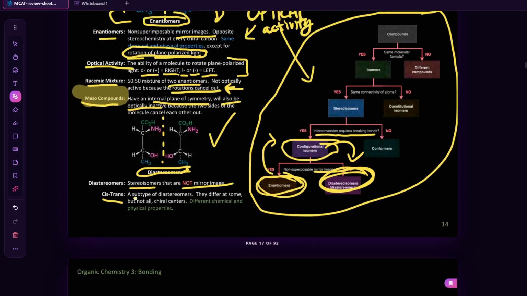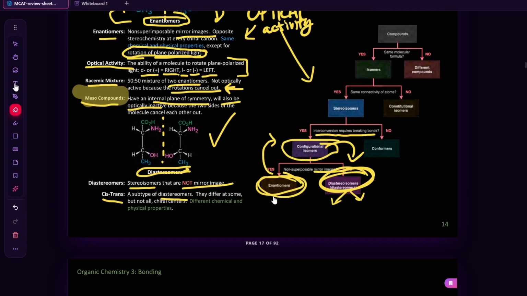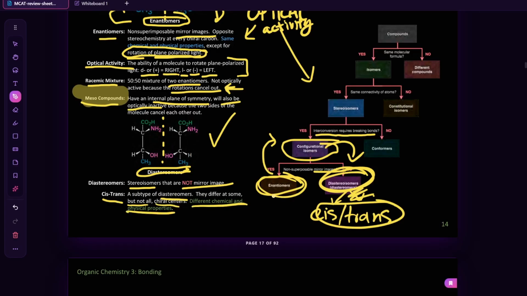Cis and trans. So a subtype of diastereomers is cis and trans. If you want to branch this out even further from diastereomers, you would have cis and trans. And so cis and trans is a subset of diastereomers, and they differ at some but not all chiral centers. They have different chemical and physical properties.